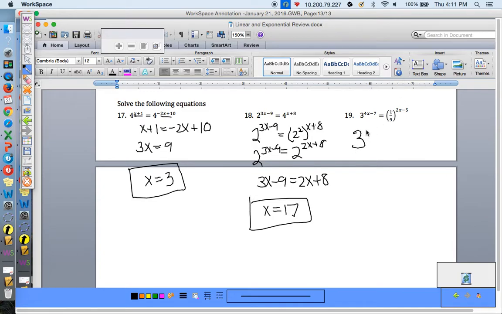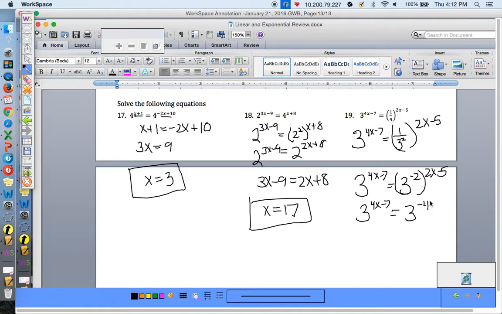And this last one, well, it's got to be a base of 3. So that's 3 squared. But it's in the denominator. So to make it in the numerator, that would be 3 to the negative 2, 2x minus 5. So we have 3 to the 4x minus 7, 3 to the negative 4x plus 10. So we have 4x minus 7 equals negative 4x plus 10. So we have 8x equals 17, so x is 17/8.